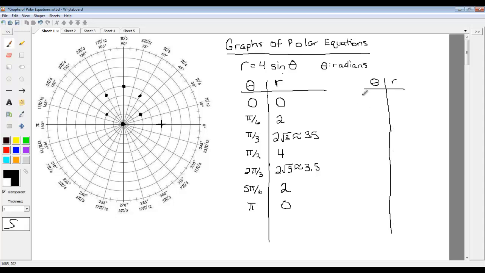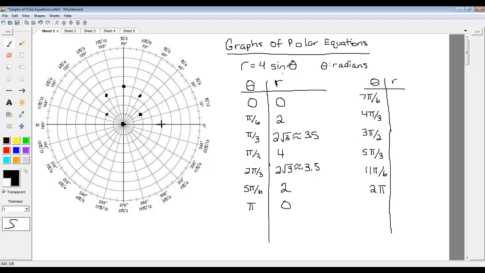Alright, so let me try 7 pi over 6, 4 pi over 3 (8 pi over 6), 3 pi over 2 (9 pi over 6), 5 pi over 3 (10 pi over 6), 11 pi over 6, and then 12 pi over 6, or 2 pi. And that'd be enough, because after 2 pi we're just going to be repeating those angles. We'll just have coterminal angles, so we'll just be repeating things.